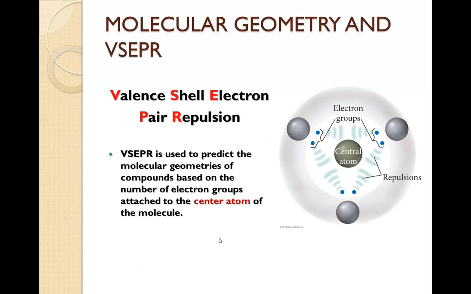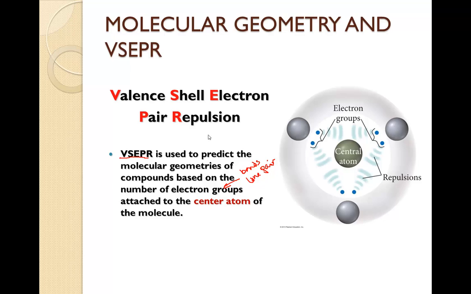That brings us to VSEPR, valence shell electron pair repulsion. VSEPR is used to predict the molecular geometries of compounds based on the number of electron groups attached to the center atom of the molecule. Electron groups are referring to either bonds or lone pairs, or if you have a single electron there, which is rare but can happen. So basically the electrons that are around the atom.